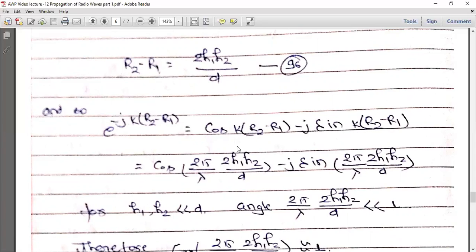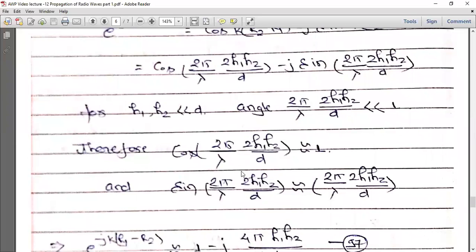Again, since we had considered that h1 and h2 both are very, very small as compared to d, this quantity is very small, much smaller than 1. When it is multiplied by 2 pi by lambda, it makes this complete angle very small. For a very small angle, cos of that value is approximated as 1, whereas sine of that small angle can be approximated as the value of the angle itself. So cos of 2 pi by lambda times 2h1h2 by d is approximated as 1, and sine of 2 pi by lambda times 2h1h2 upon d is approximated as 2 pi by lambda times 2h1h2 upon d, where h1 is ht and h2 is hr.